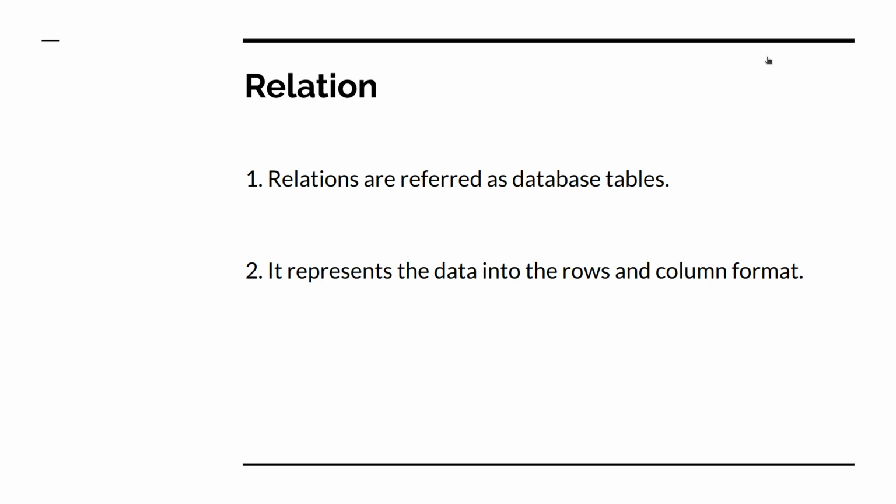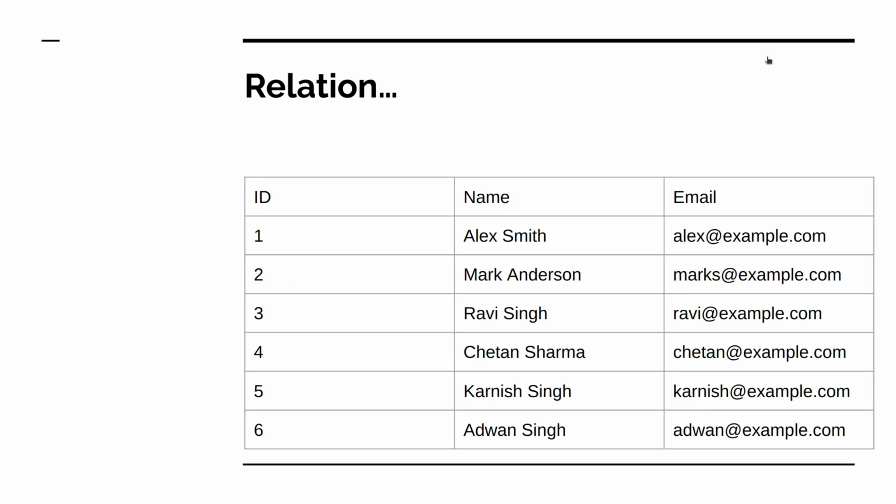Now let's have a look at how a table or relation looks. Here you can see a table with three attributes: ID, name, and email. We have six rows in this table, and each row, like 1, Alex Smith, alex@example.com, represents an object. All these columns represent the attributes. You can consider this table as, let's say, a student table or a users table. For example, let's consider it as a user table. So we can say that this user table has three attributes.